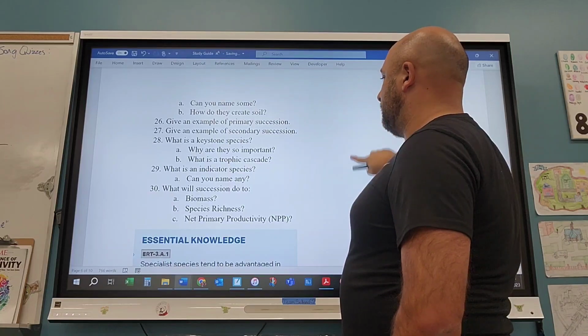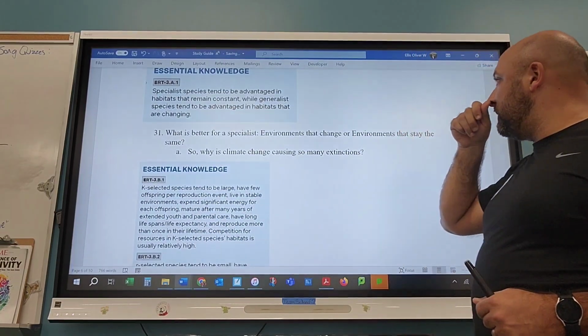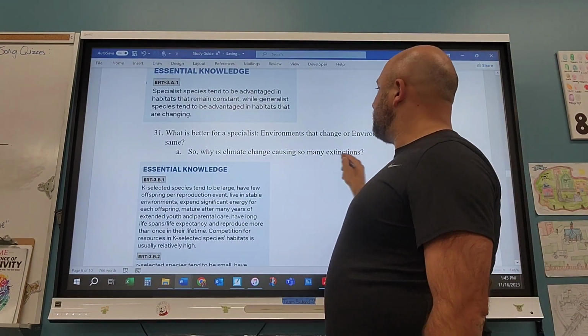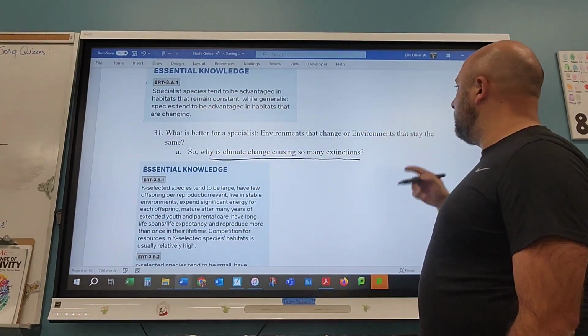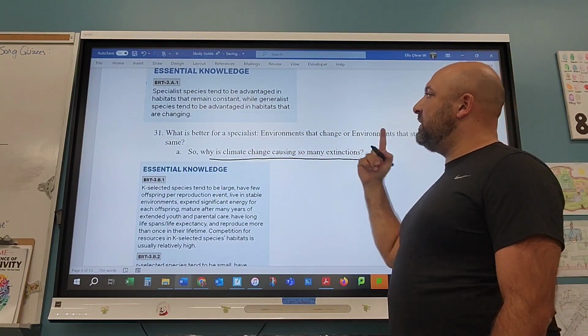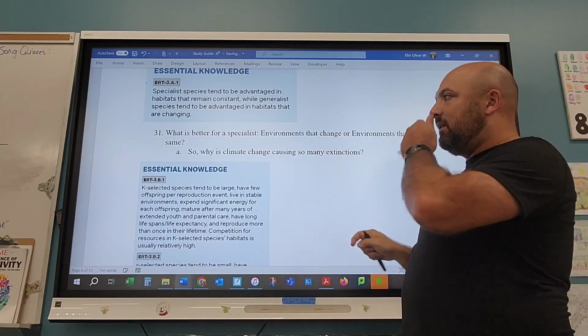All right, moving on down. What's better for a specialist? Environments that change or environments that stay the same? Specialists like it to stay the same. So why is climate change causing so many extinctions? Well, if specialists like it to stay the same and the climate is changing, then lots of species are going to die because they're specialists. You're changing their environment. They cannot handle that.